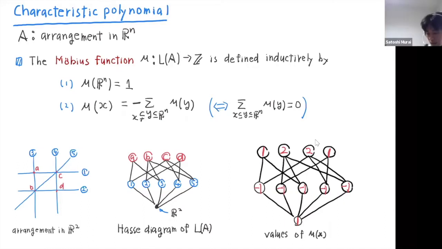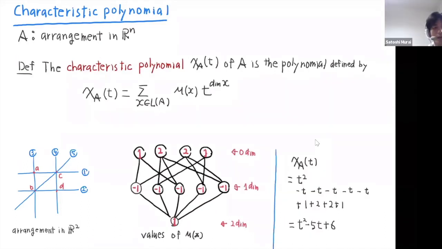Okay, then now let me define the characteristic polynomial. Let A be a hyperplane arrangement in n-dimensional Euclidean space. Then the characteristic polynomial is defined as a polynomial in t as follows. It is the sum of the Möbius function times t to the dimension of X, where X runs over all elements of the intersection poset.